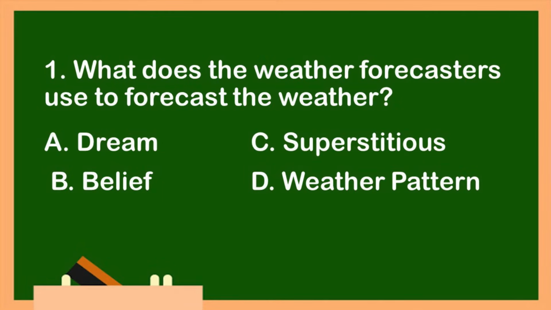Number 1. What does the weather forecasters use to forecast the weather? A. Dream, B. Belief, C. Superstitious, D. Weather pattern. Timer starts now. Time's up. What is your answer? Good job! It's letter D. Weather pattern.